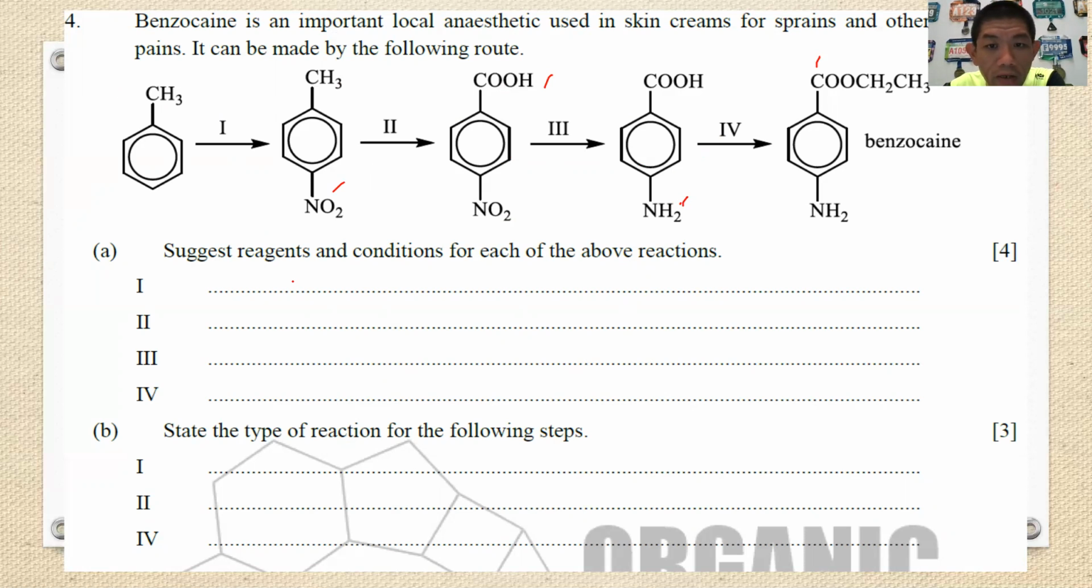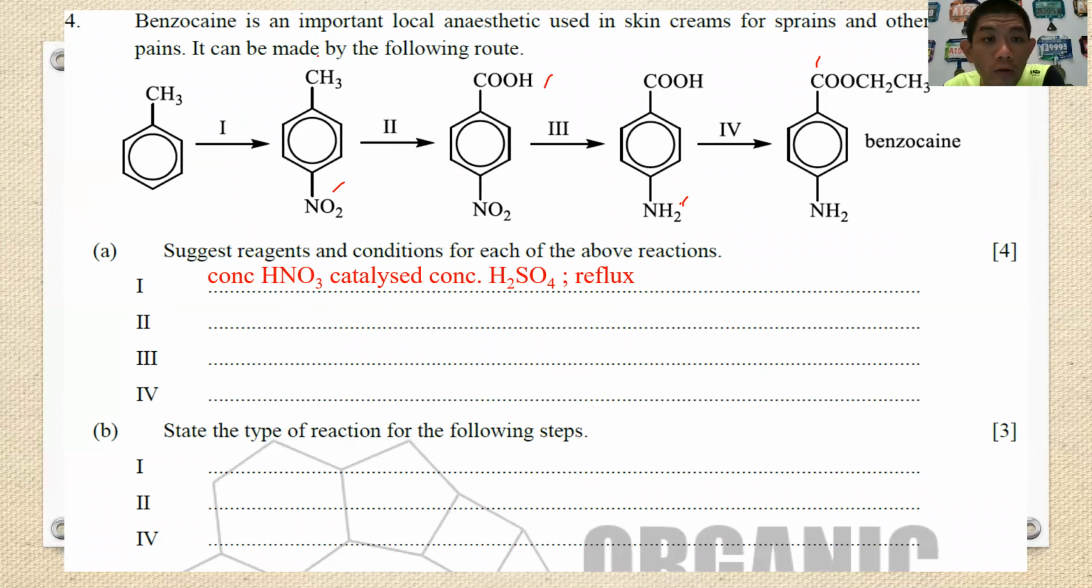So suggest the reagent and condition for each of the following. So this one you must know by yourself, please. You must really study the reagent conditions to synthesize the following organic substances. For example, if you want to go from methylbenzene to become nitromethylbenzene or nitrotoluene, you must use concentrated nitric acid catalyzed by concentrated sulfuric acid under reflux. Both words concentrated must be there.